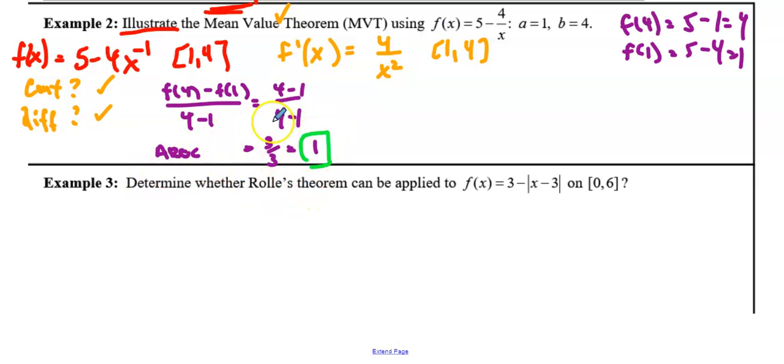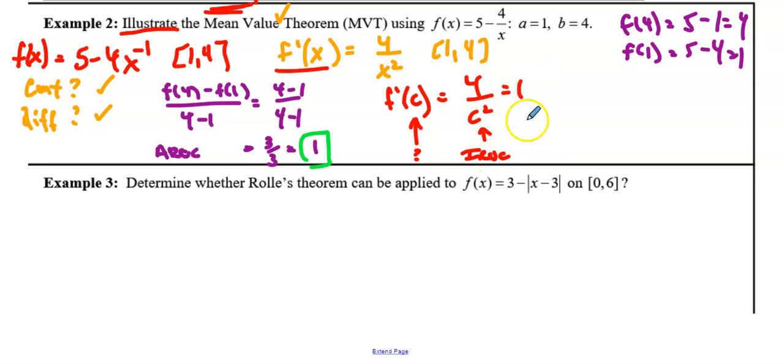So remember, I want to set the average rate of change equal to the instantaneous rate of change. But in order to apply the mean value theorem, I need to figure out what value c makes this equal 1. So f prime of c is going to be equal to 4 over c squared. I just found the instantaneous rate of change at some value c, and the whole point of the mean value theorem is to figure out what the c value is. This is pretty easy to do, ladies and gentlemen, because we set it equal to 1. So this is the instantaneous rate of change at time equals c, and this is the average rate of change. That's all you do. And so we're just going to simply solve for c.